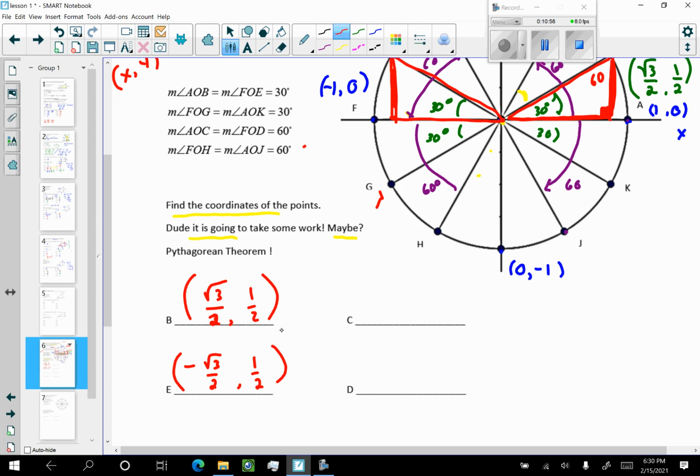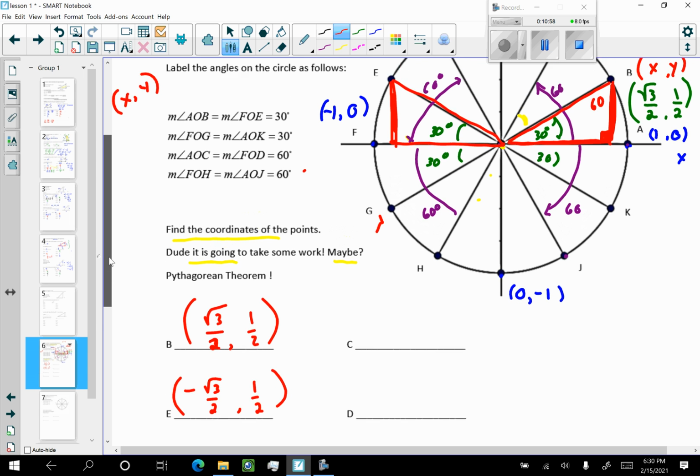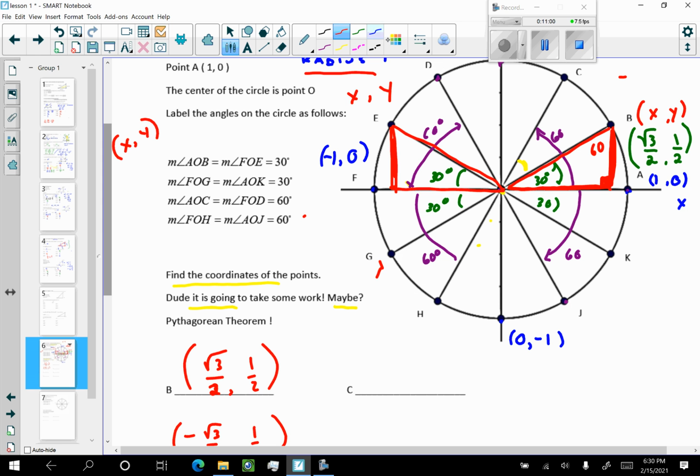And dude, let's go ahead and find the coordinates of G. Well, look at G here. What kind of triangle do I have here? I have another 30, 60, 90 right triangle with a hypotenuse of 1. What's the long leg? Square root of 3 over 2. But if I'm down here in G, if I'm at this xy, what do I know about that x and y? Well, we're in quadrant 3 here.